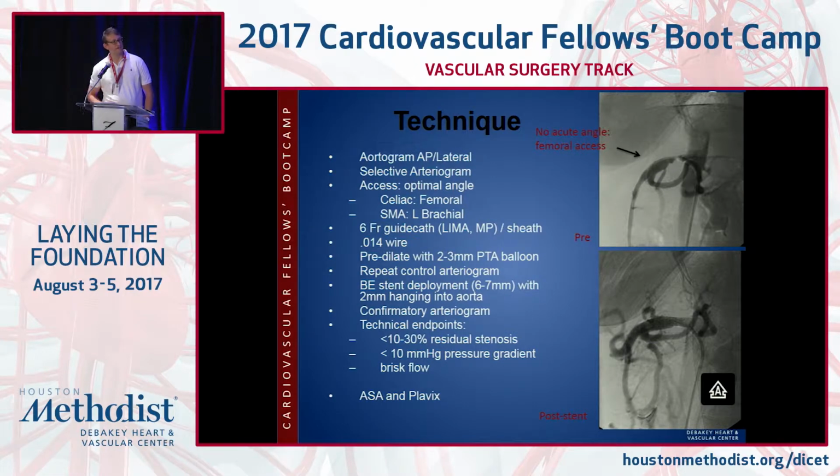A little bit about the technique. There are a couple of salient points. One very important point is about the access. Where do you go from, the femoral or the brachial? Many people, and I myself, judge it based on the angle of acuity from the aorta. In this case, you see a high-grade celiac artery stenosis, but it comes off at about 90 degrees to the aorta. That's fairly amenable to a femoral approach, because you can ask the wires, the sheaths, and ultimately the stents and the balloons to traverse that angle without too much difficulty.